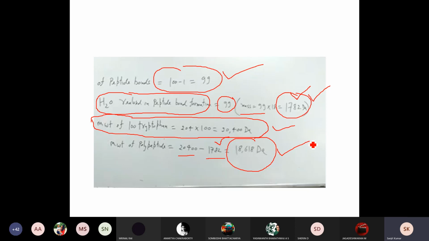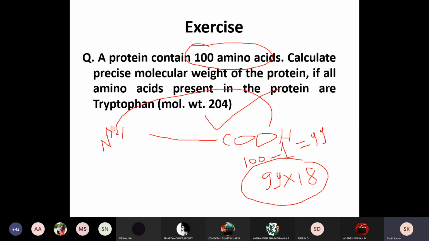Very good. But generally students make a mistake here. Sometimes in your GATE exam or CSIR exam, as a tip, if they have not mentioned tryptophan, or they have mentioned just a protein or any amino acid, at that time what are you going to do?